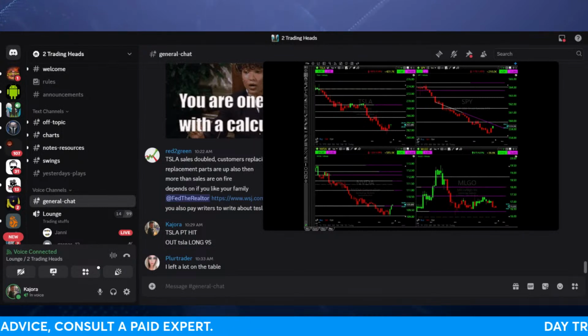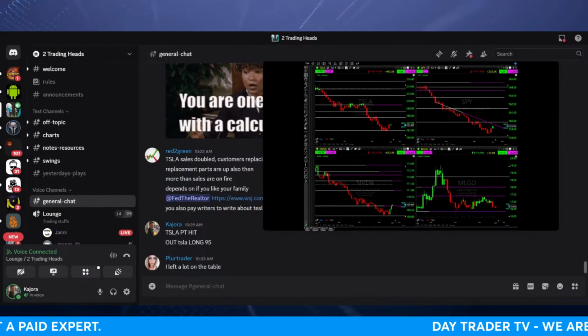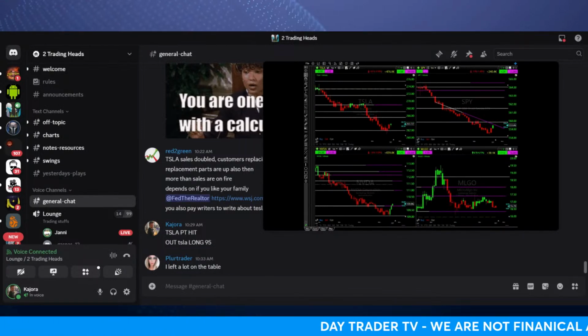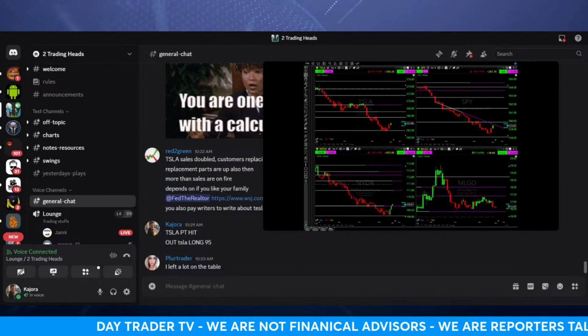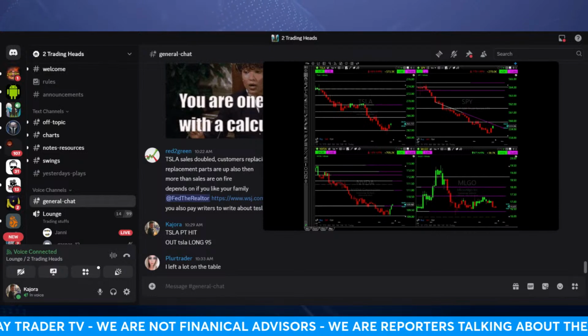Okay, sports fans, take off 95% of your Tesla long here, as we are roughly 80 cents away from your 23% retracement here.